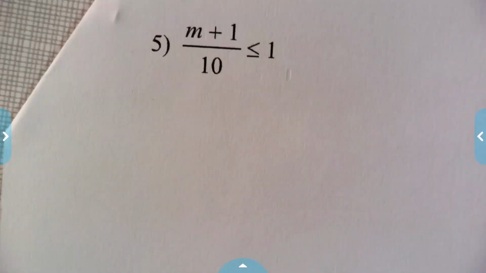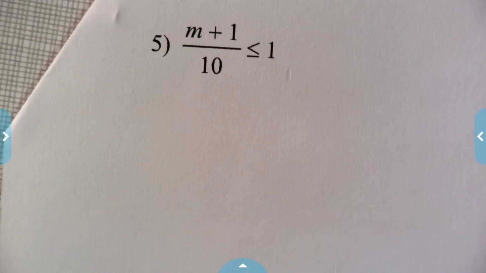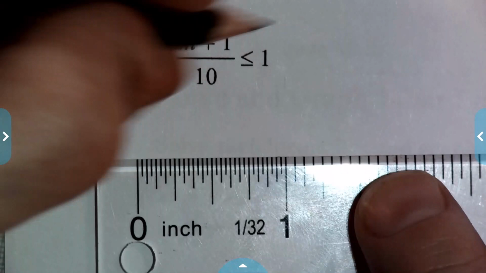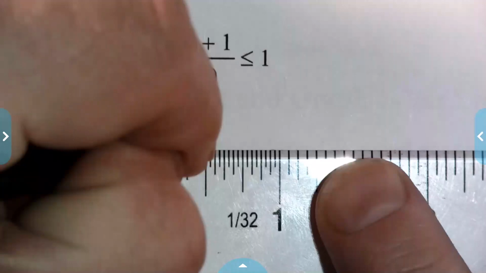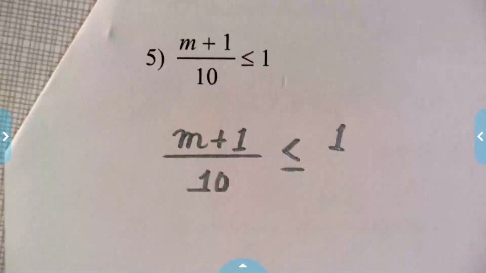Now on the back, they didn't give you the graph. You have to solve it and graph it. That's why you need a straight edge. So first let's solve this. You know me, I'm going to rewrite it. (m plus 1) all over 10 is less than or equal to 1.